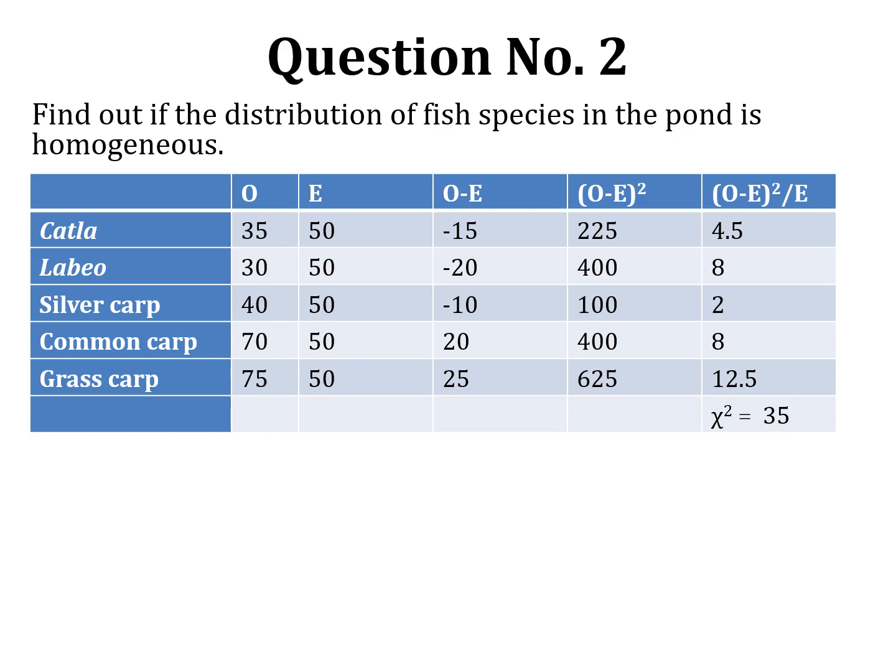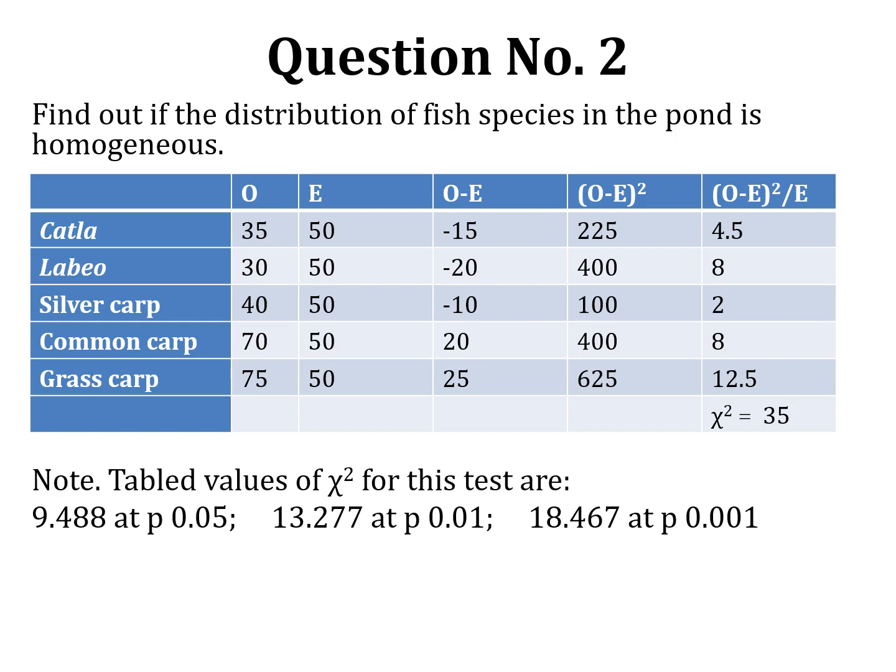Then for labio, it is 400 divided by 50, and the answer is 8. For silver carp, it is 100 divided by 50, and the answer is 2. For the common carp, it is 400 divided by 50, and the answer is 8. And for the grass carp, it is 625 divided by 50, and the answer is 12.5. Now we take the sum of these answers, and this is our chi-square value, which is 35.